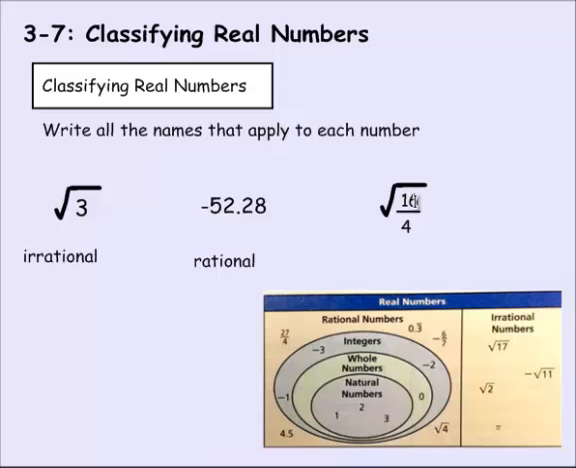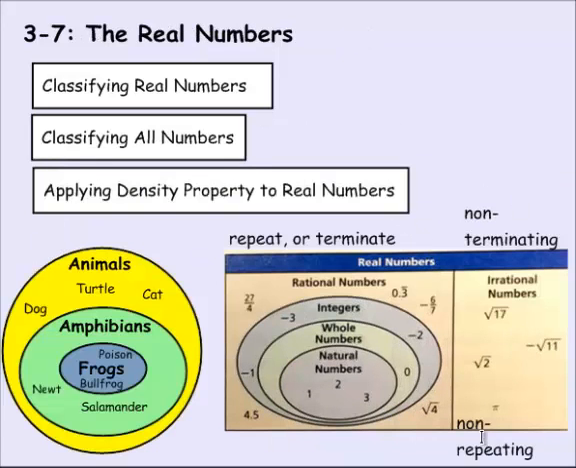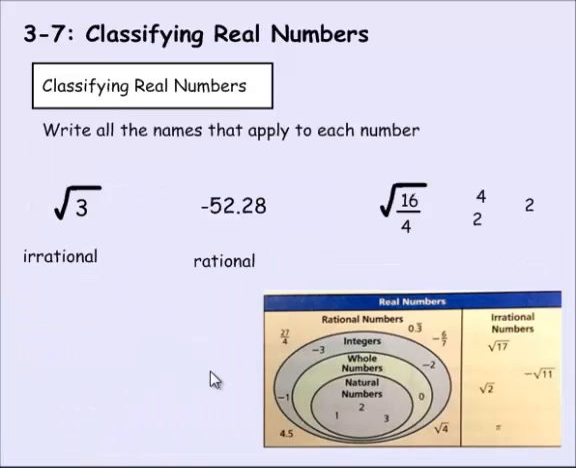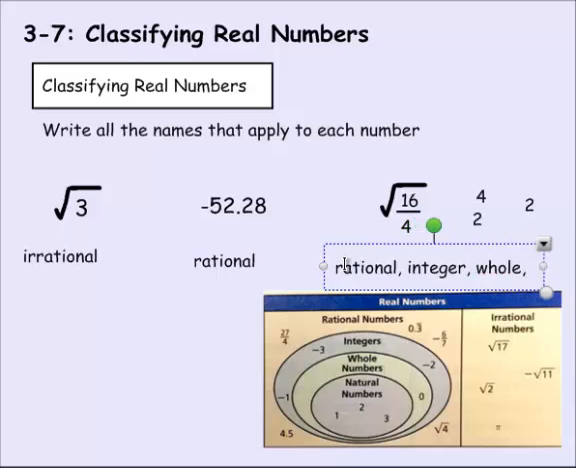Well, I know the square root of 16 is 4, and I know the square root of 4 is 2. So 4 divided by 2 is 2. And 2 is a rational number because it's not a non-terminating, non-repeating decimal. It's also an integer because it doesn't have a decimal. It's also a whole number, and it's also a natural number. So it's all 4 of these on the left: rational, integer, whole, and natural.